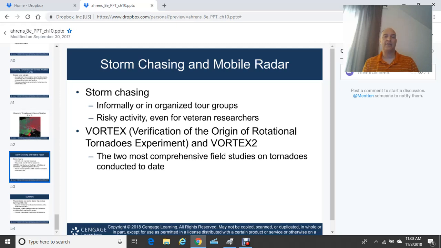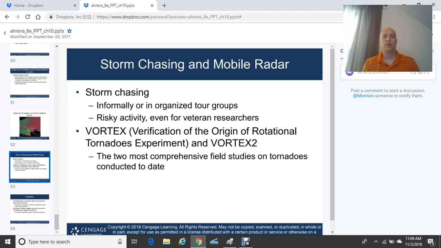Also, there's risk even for veteran researchers. It's a risky activity. We've had some storm chasers killed. You really got to know the ins and outs of tornadoes before you get out there. I know we were popularizing everything for a while there in the late 90s with the movie Twister, and then all of a sudden everybody became storm chasers, and you really got to know what you're doing to stay safe.